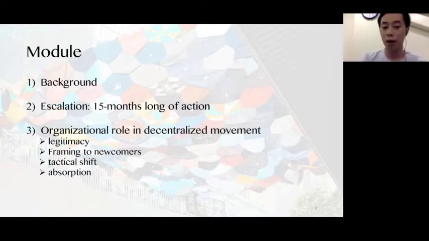So within the organizational role in a decentralized movement module, I will explore the legitimacies of organizers, what our framing and messaging to newcomers were, and also how this factor affected our options of tactics. And finally, there might be some recommendations that everyone can learn to try to absorb the people who are being politicized, which we are still struggling to do, even 2 years after the Umbrella Movement.